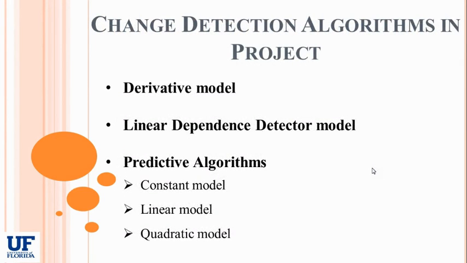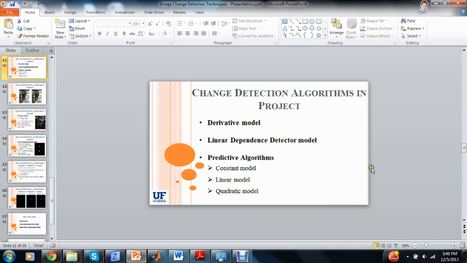So my project, I try to focus more on these particular models that have stated: the derivative model, the linear dependent detector model, and some predictive algorithms, including the constant, linear, and quadratic models. I've written MATLAB programs for this that would use two images and be able to tell the change that has occurred. Due to how long the MATLAB program takes to run, I want to run it right now, for instance, for the quadratic model, so that I can take you through the rest of the presentation and show you the image that it displays at the end.